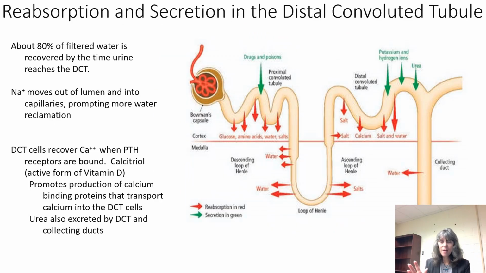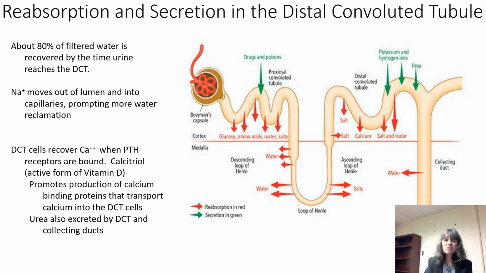Remember that peritubular capillaries are found around all of these structures, the proximal convoluted tubules, the loop of Henle, and the distal convoluted tubules, as well as in the medullary portion of the kidneys where we have the collecting ducts. And by the time the potential urine has reached the distal convoluted tubule, approximately 80% of the water that was initially filtered into Bowman's capsule has now been recovered. And sodium can still be reabsorbed, in which case water will follow.